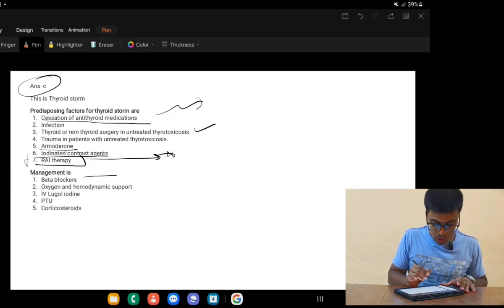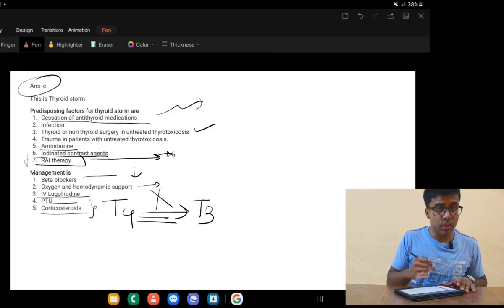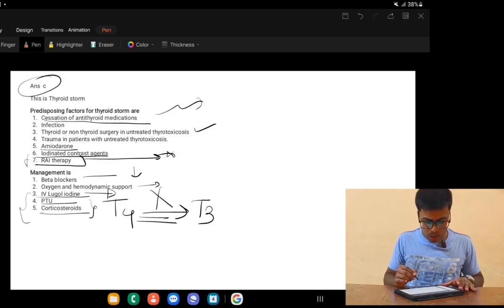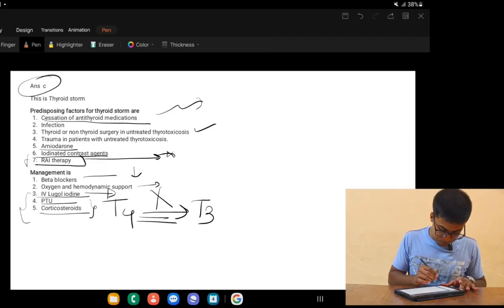But management: beta blockers to degrade the adrenergic effect. Then oxygen and hemodynamic support. IV Lugol's iodine, corticosteroid and PTU will stop the conversion of T4 to T3. That's why in thyroid storm we use these drugs. Lugol's iodine, I guess, binds to excess thyroid hormone and decreases the thyrotoxicosis. So let's move on.